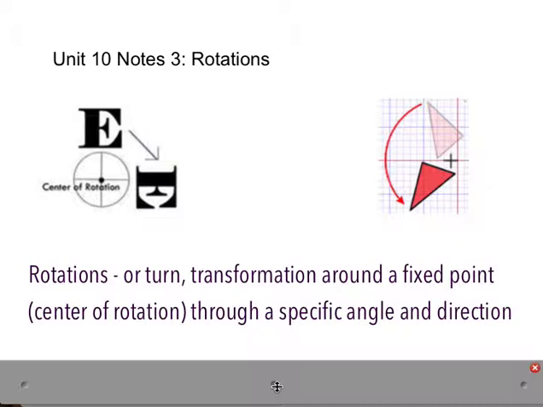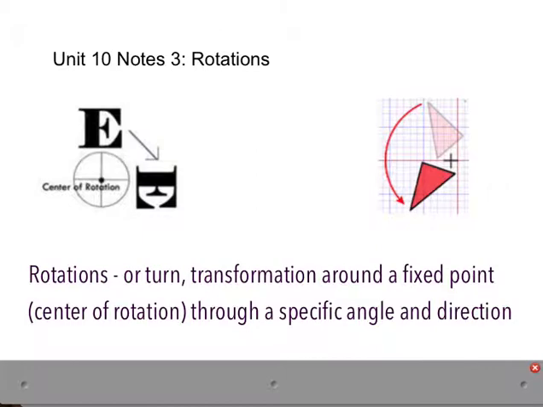A rotation or a turn is a transformation around a fixed point, known as the center of rotation, through a specific angle or direction. So we took this E, and we rotated it down. The center of rotation right there is the point that we are rotating around. Same thing here, we took this square and rotated around this way, rotating around that point right here.